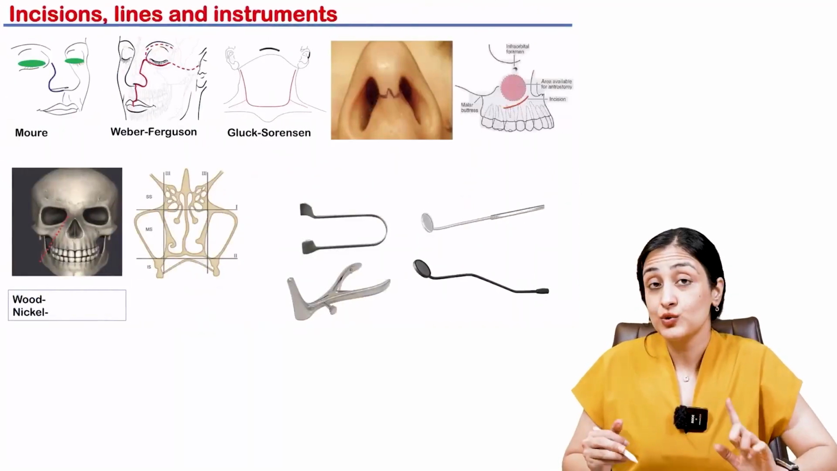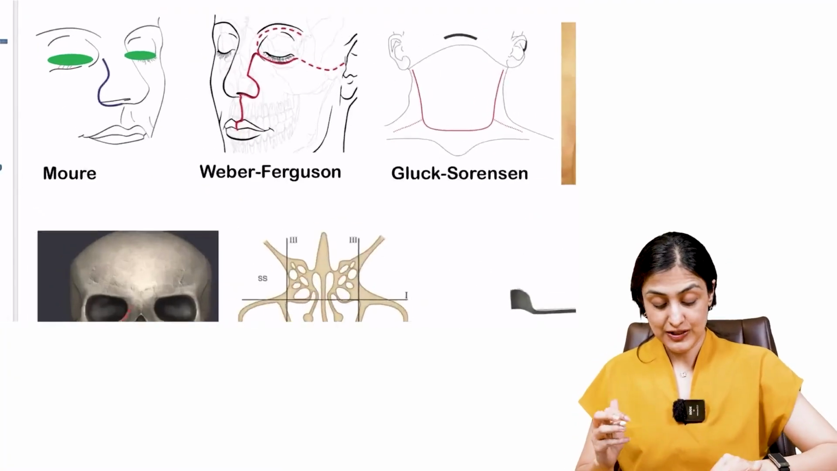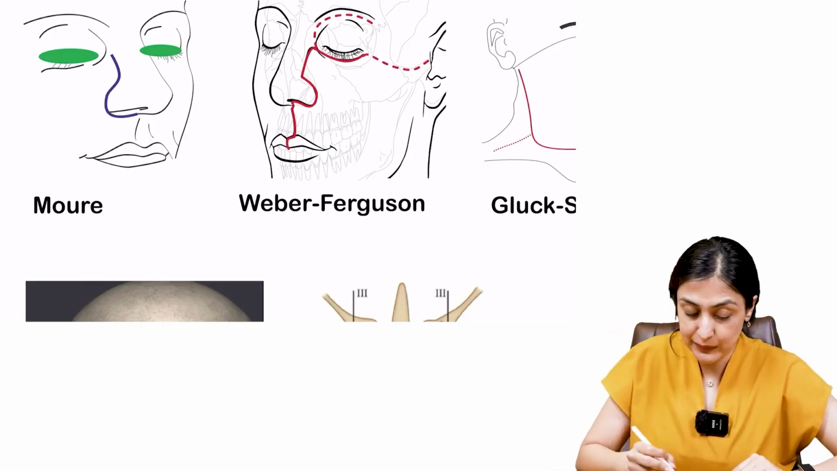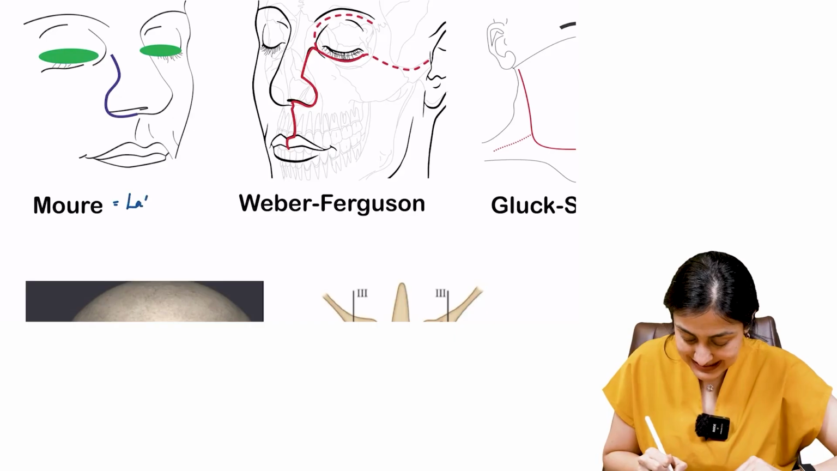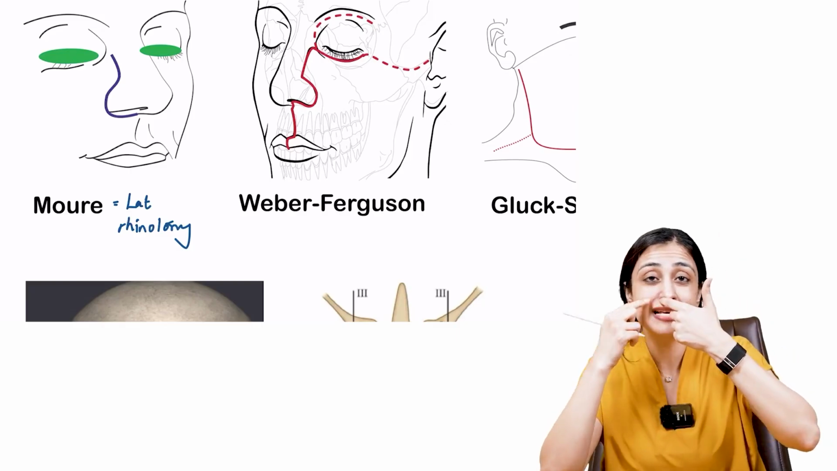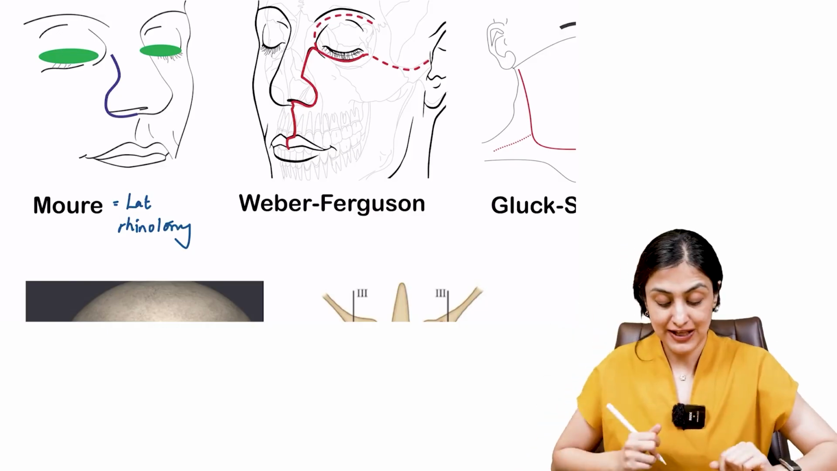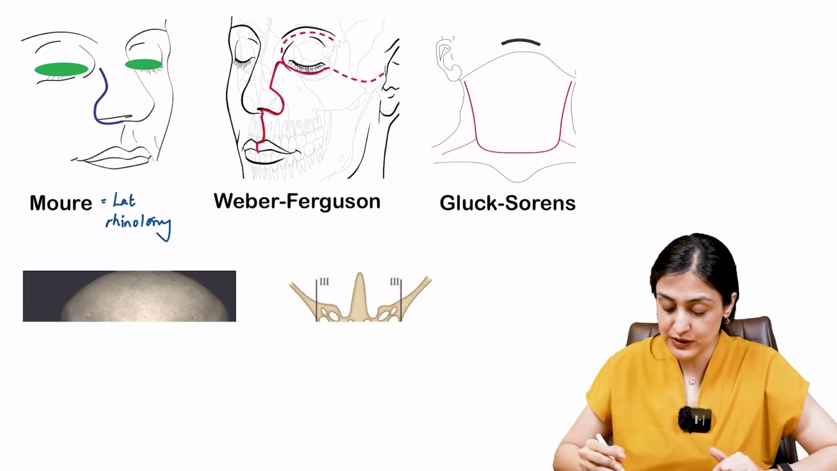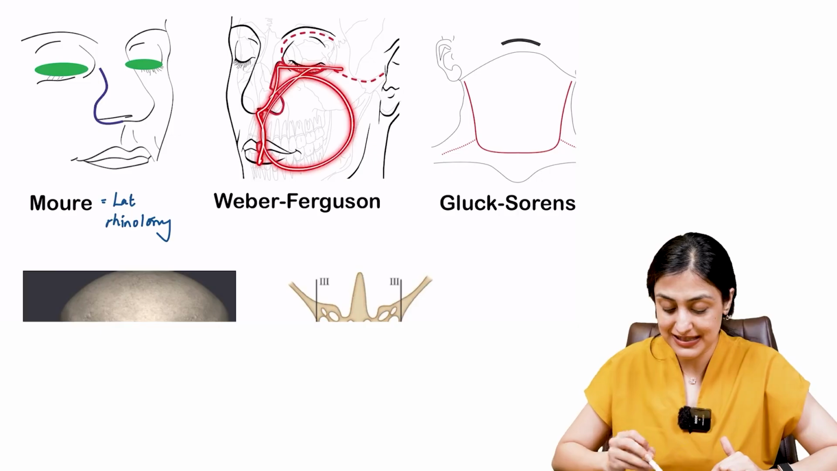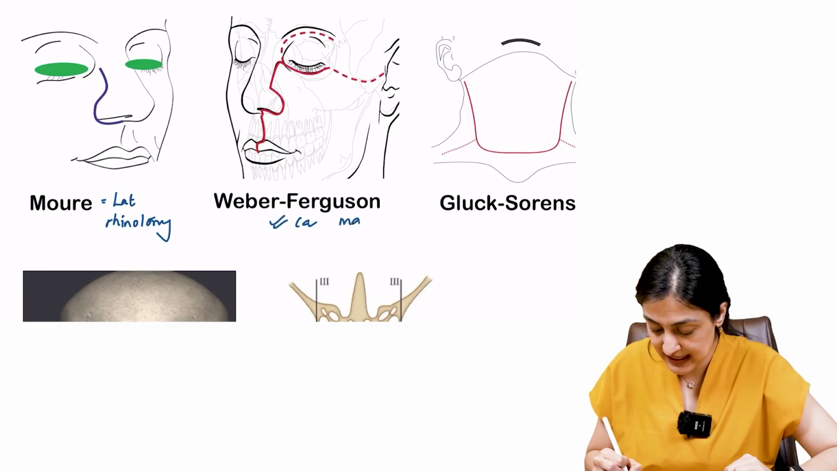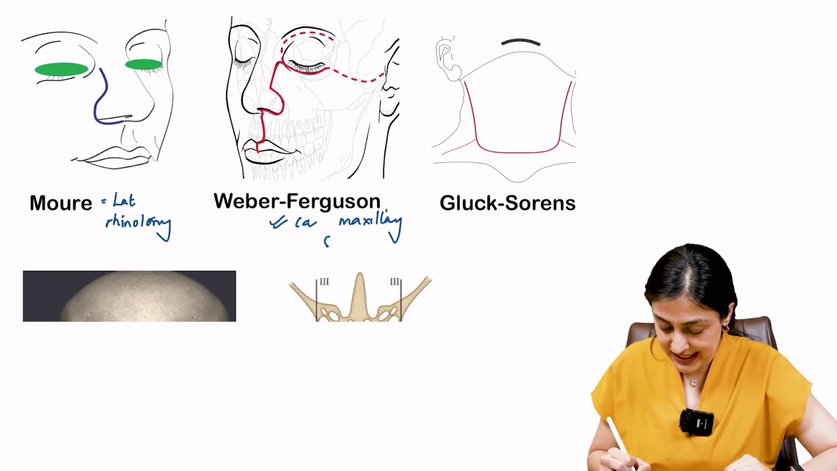Fine. So on that note, we will learn some incisions. This is Moore's incision that we can give for removing an inverted papilloma. This is called lateral rhinotomy. We are giving an incision along the lateral nose. It can also be called medial maxillectomy. So that's Moore's incision. Whereas if I'm opening the complete maxillary fossa, with more exposure, that is Weber-Ferguson, which is usually done for carcinoma of the maxillary sinus.